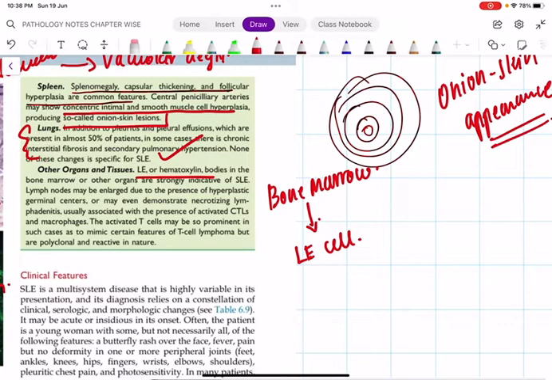Fine. So these are some of the features, and lymph nodes may be enlarged due to the presence of germinal centers which undergo hyperplasia. There will be activated cytotoxic T lymphocytes and macrophages, activated cells, and LE cells, everything in the bone marrow. It will mimic what we call T cell lymphoma. All this will mimic T cell lymphoma.